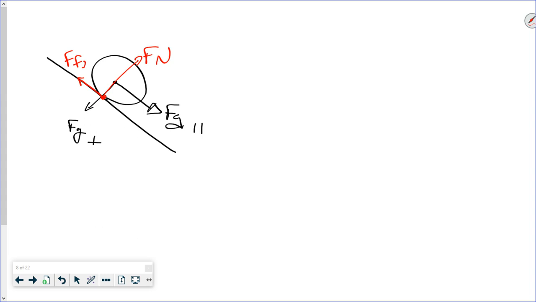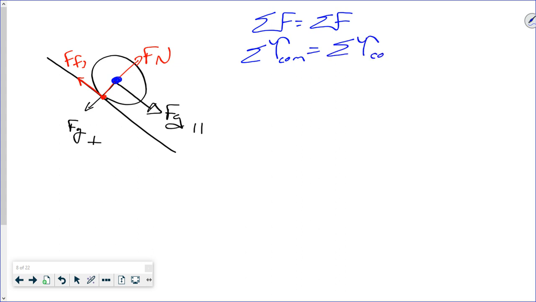All right, so the next two methods I'm going to use to calculate the acceleration of this thing are as follows. We're going to basically do net force equals net force and net torque equals net torque. The difference is where we choose our pivot point to be. So the first time I'm going to choose my pivot point to be the center. So I'm going to do net force equals net force, and net torque around the center of mass is equal to the net torque around the center of mass. All right, so we're going to solve it based on that.